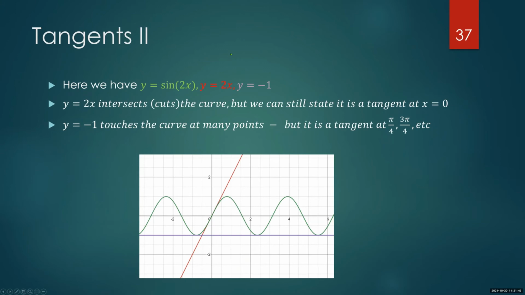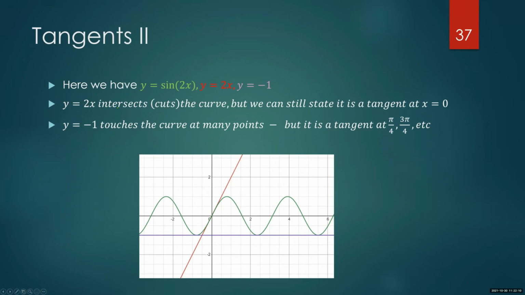But this is a more interesting example. Here we have y is equal to sine 2x. That's the green line, so that's the graph of the function y is equal to sine of 2x. Now the red line is y is equal to 2x, and the purple line then is y is equal to minus 1.